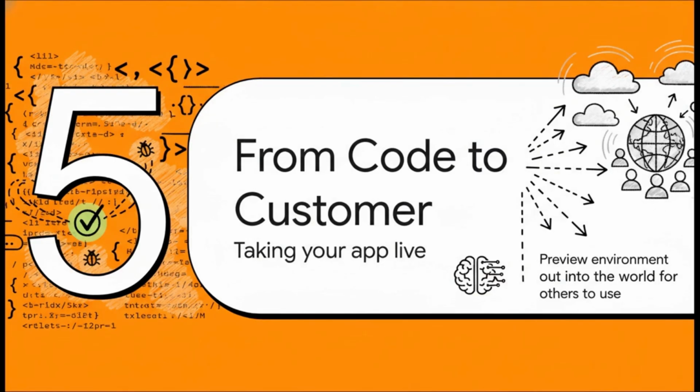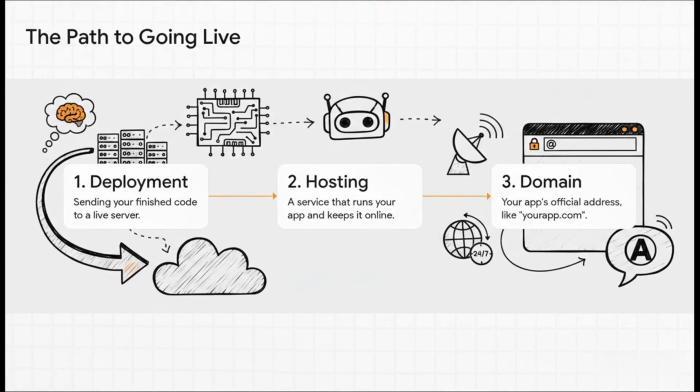Okay, our app is built, it's been debugged, and it's working beautifully in our preview. The final step is to push it out into the world for other people to actually use. Going live or deploying really just involves 3 key steps. First, we push our finished code to a production server. Second, we use a hosting service. That's a company whose whole job is to run our app and keep it online 24/7. And finally, we give it a memorable domain name, its official address on the internet.